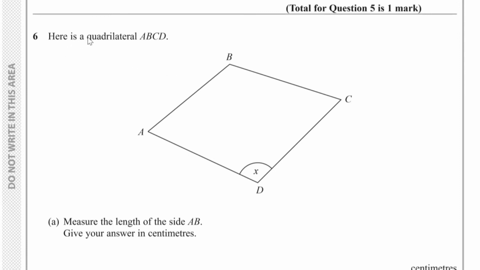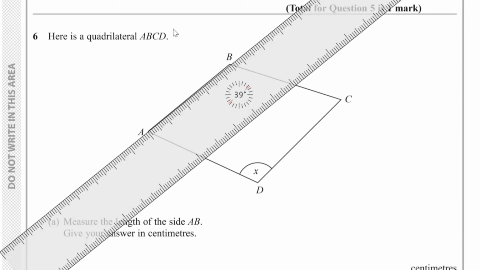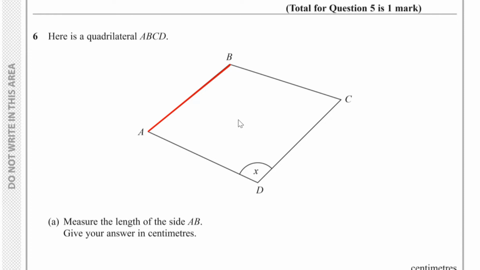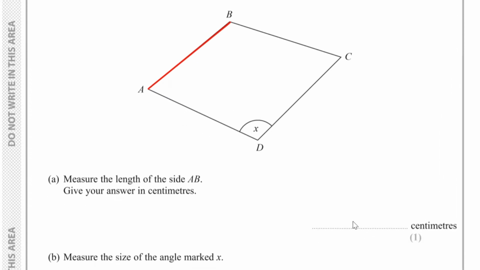Question number 6. Here is a quadrilateral ABCD. For part A, we have to measure the length of the side AB. Give your answer in centimeters. Well, if we were to measure the side AB, what you can see is we have 4.5 centimeters.